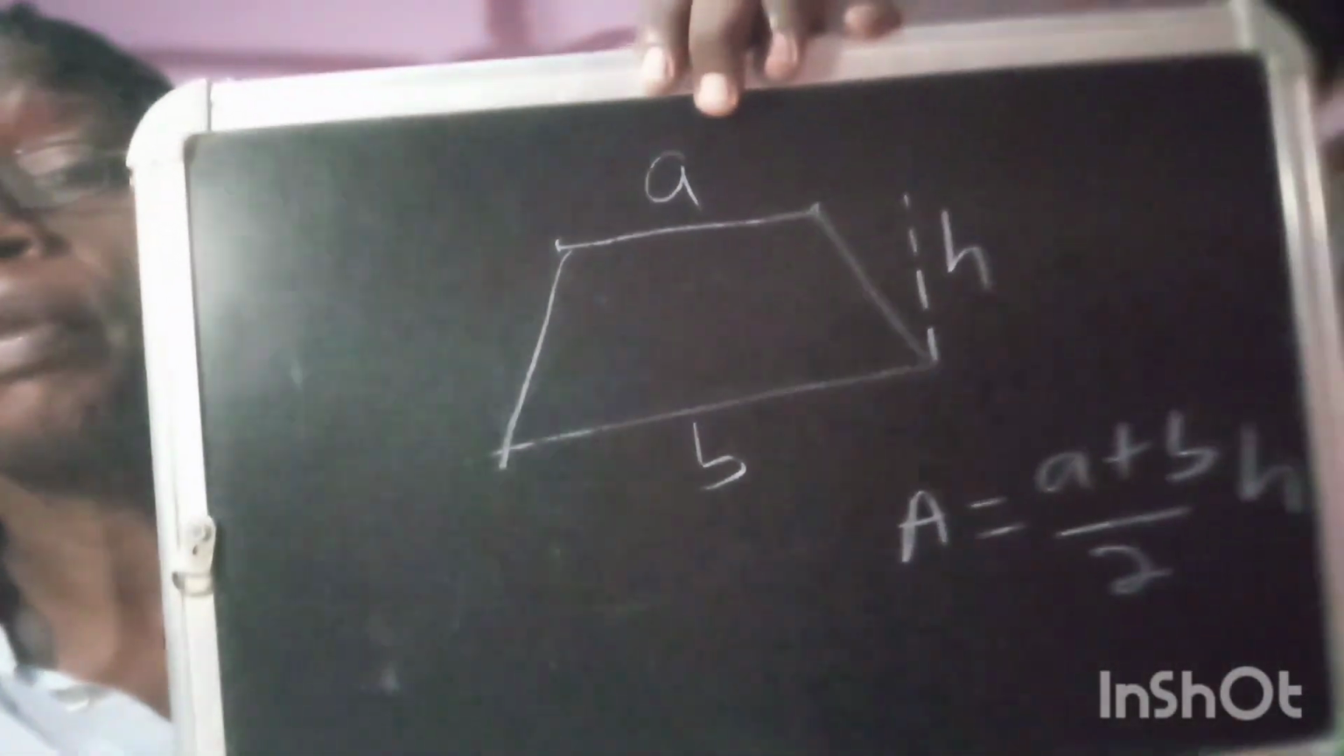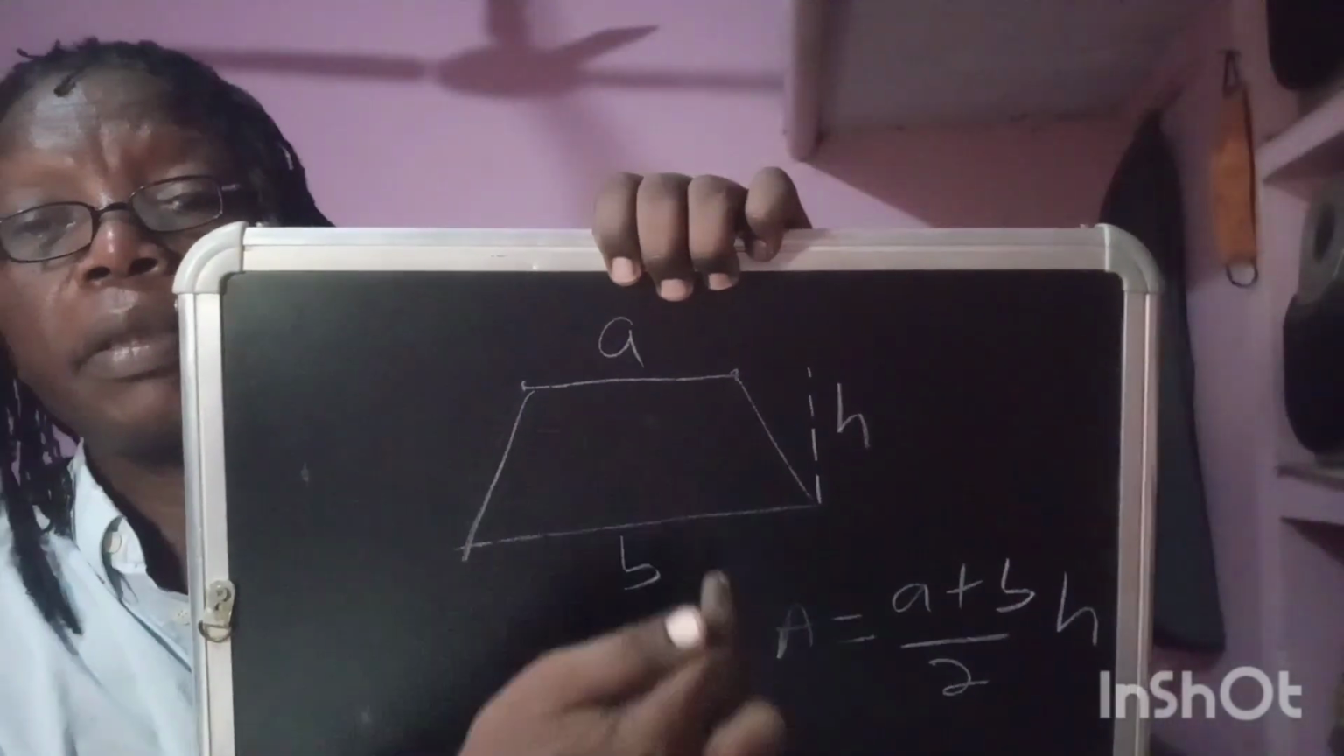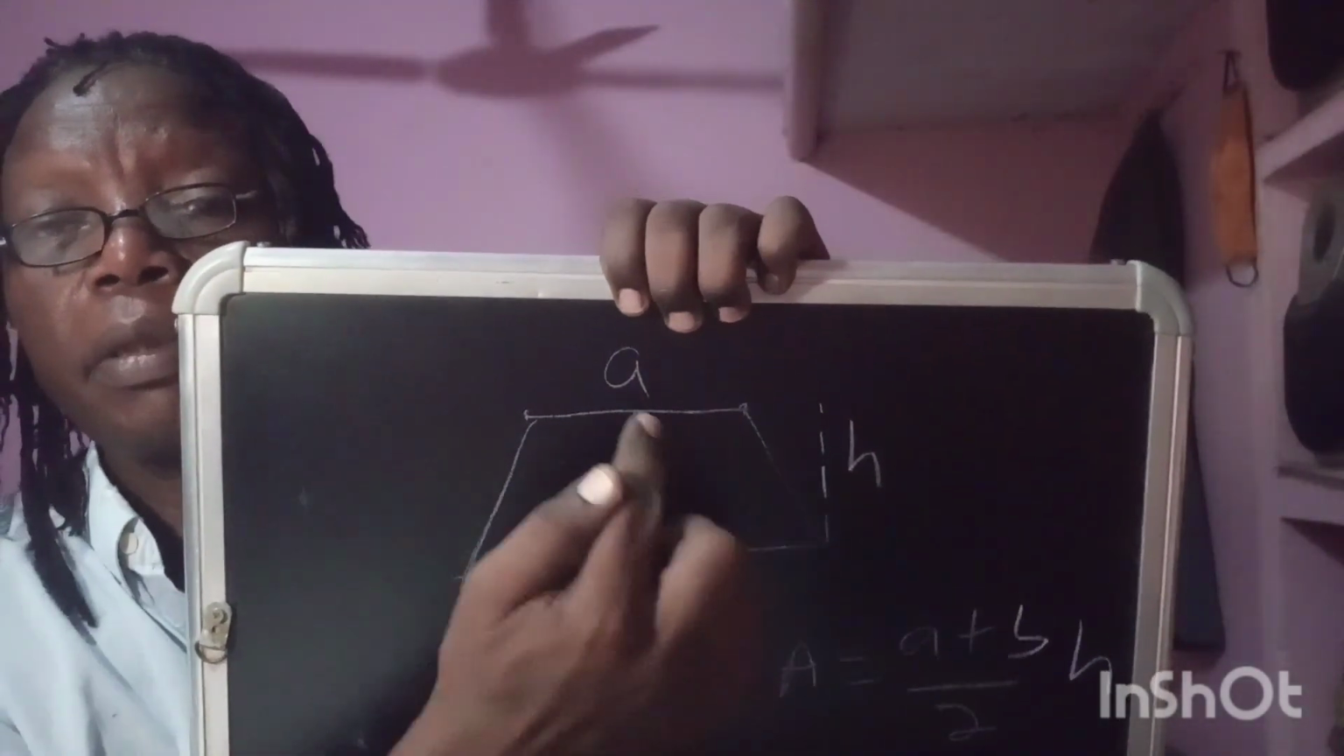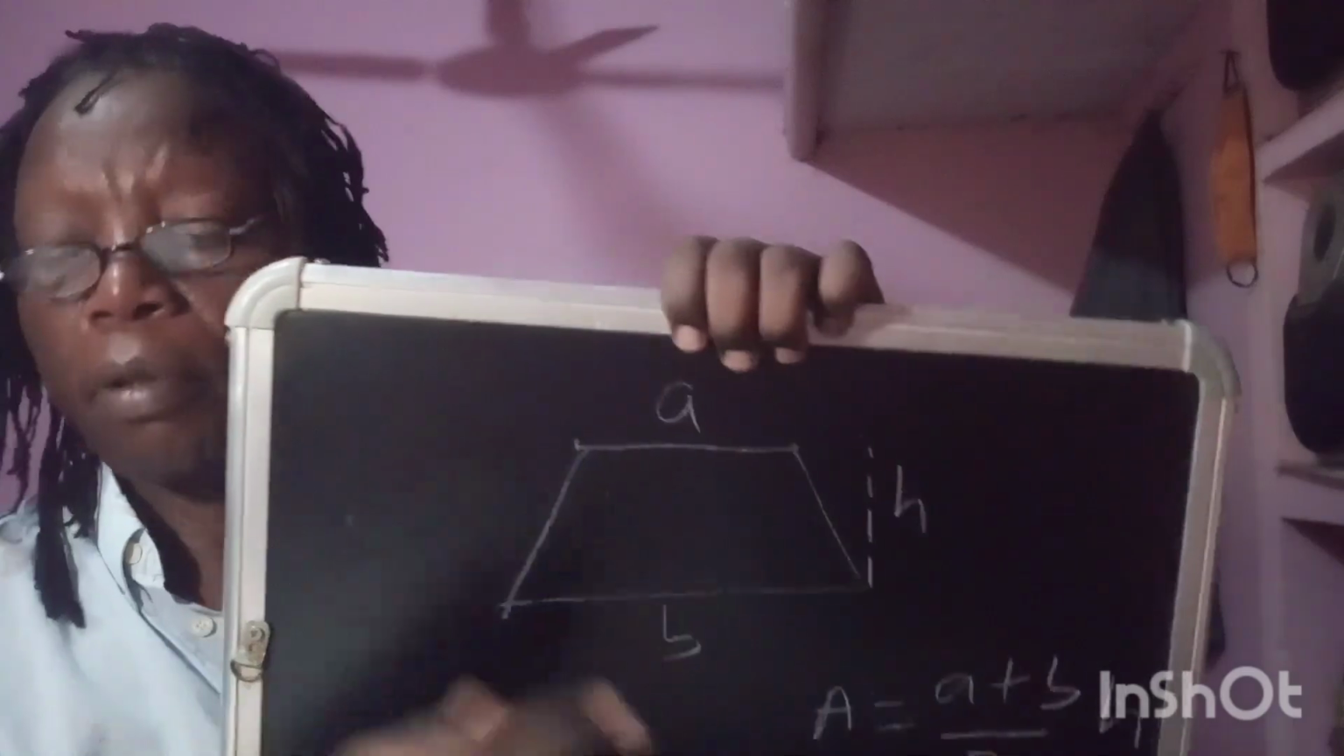Today we're going to do something called trapezoid in maths. So a trapezoid looks something like this. Okay, it has two parallel sides. I'm going to read the definition of what a trapezoid is, then from there we'll proceed.